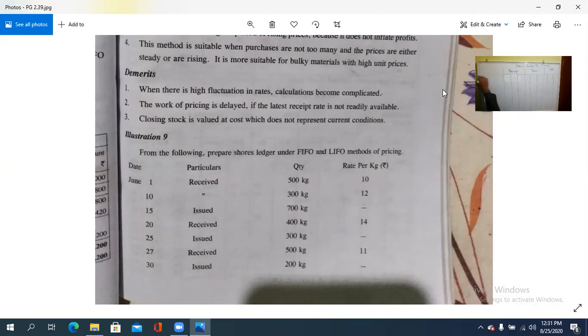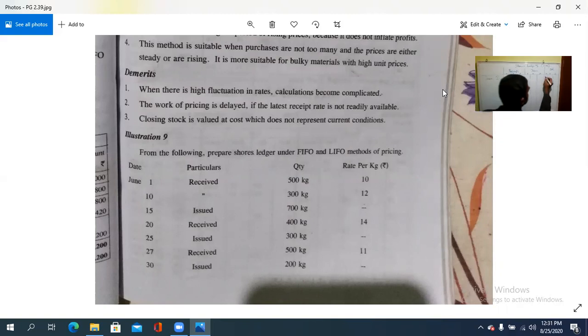Then, which is the first date? That is June 1. What is that? Received 500 kilogram at rupees 10. So this is quantity, this is rate, this is amount. So how much? 500, 10. So how much?